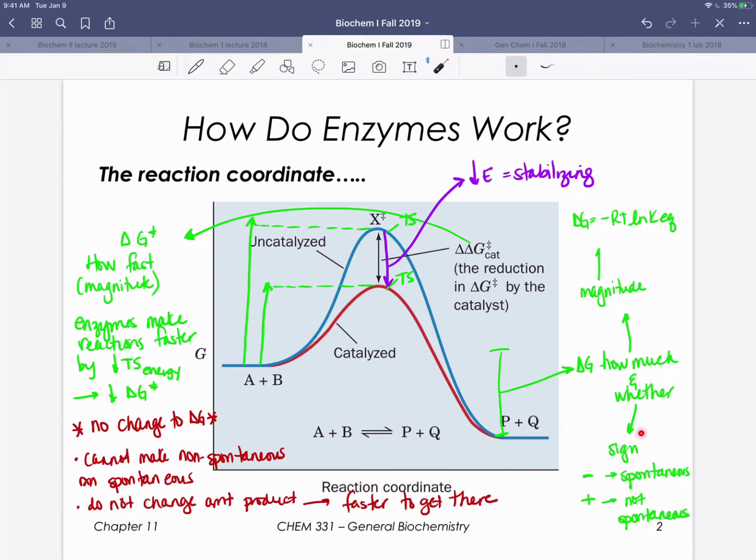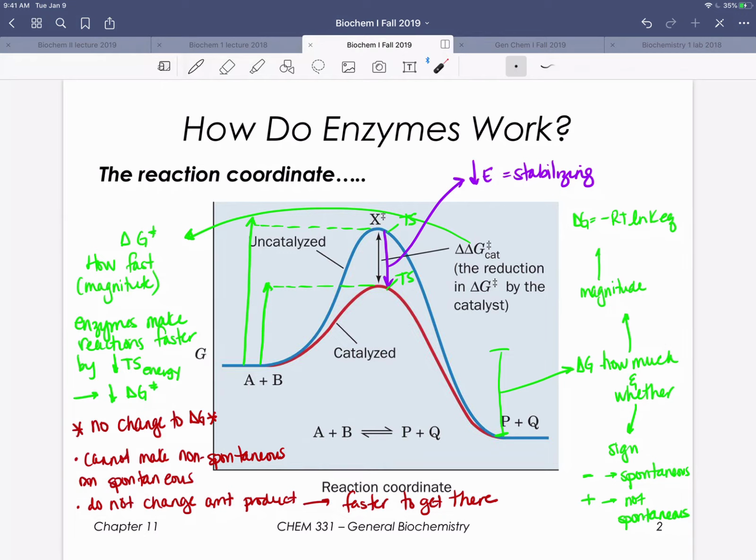The whether part has to do with the sign. Whether a reaction occurs, whether it's spontaneous or not, has to do with the sign of delta G, whether it's positive or negative. A negative delta G indicates a spontaneous reaction going downhill. If we had the products higher in energy, that would be a positive delta G, not spontaneous. We're going to see lots of examples, when we study metabolism, of coupled reactions where one reaction might have a positive delta G, but it's pulled forward by a subsequent reaction that has a negative delta G. So again, delta G is whether and how much.